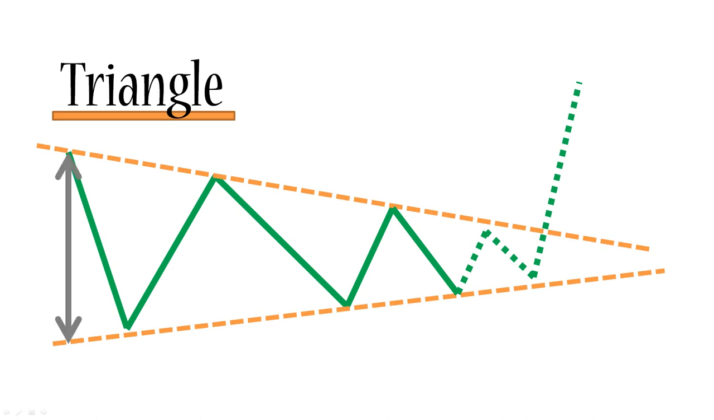So if you measure the base of the triangle and then you copy this measurement to the place where you think the price will shoot out, then an aggressive target is exactly the size of the base. But it is always recommended to go with the more conservative target, which is more reliable, half of the base. So if you measure half of the base from the point where you think the price will shoot out, that's where you should set your take profit.